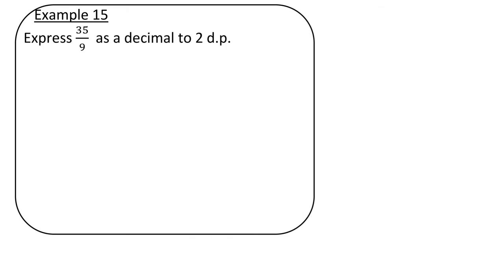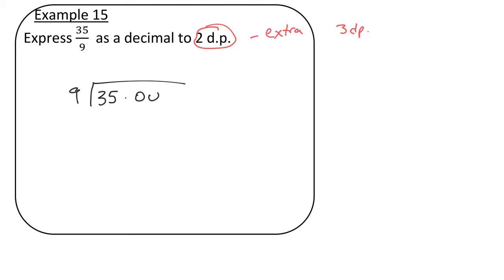Example 15. So again, what we can see here is that it says to 2 decimal places. So when we're working out, we're going to go to an extra decimal place. So that means we're going to go to 3 decimal places. So 35 over 9 is 35 divided by 9. So we're going to put 35 and the 9 outside. I'm going to go to 3 decimal places because that's how far we need to go. And then we see, well, how many 9's go into 3? Well, that's 0. And carry a 3.